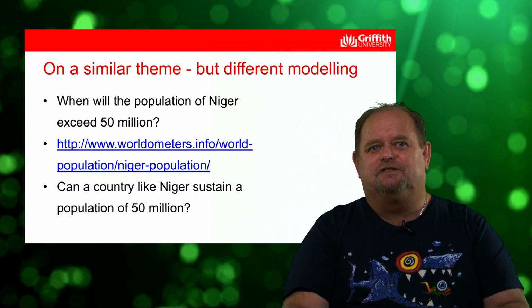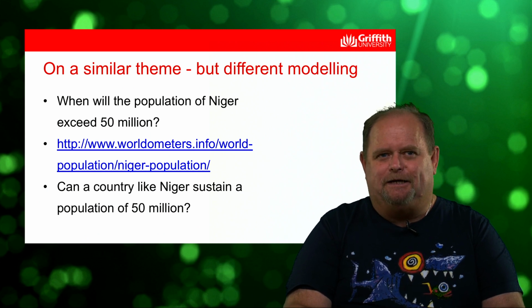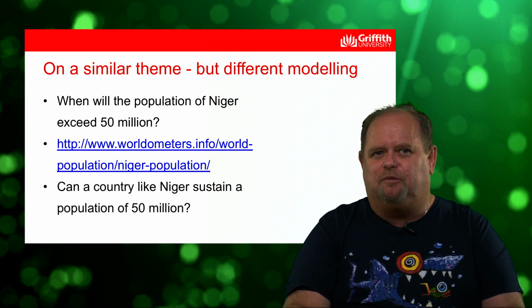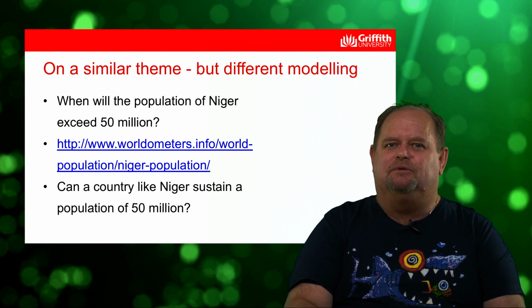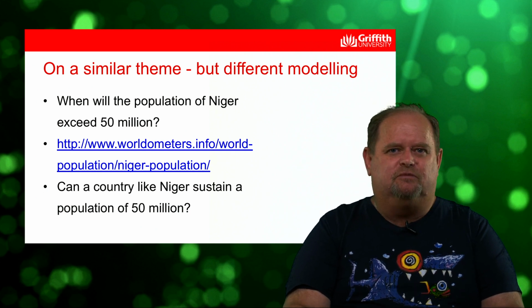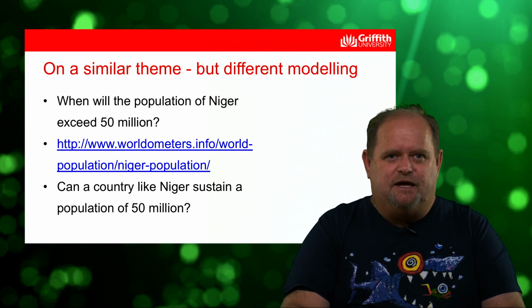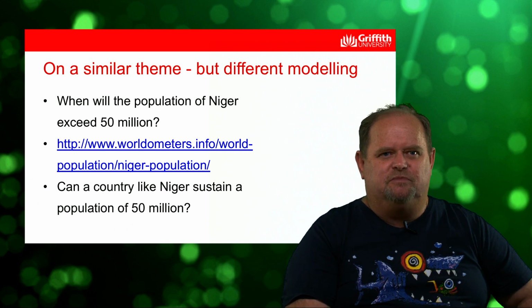All right, on a similar theme, but a different type of modelling. When is the population of Niger going to exceed 50 million people? I just picked Niger. It's an African country where the population is going absolutely gangbusters. But can a country like Niger sustain a population of 50 million?